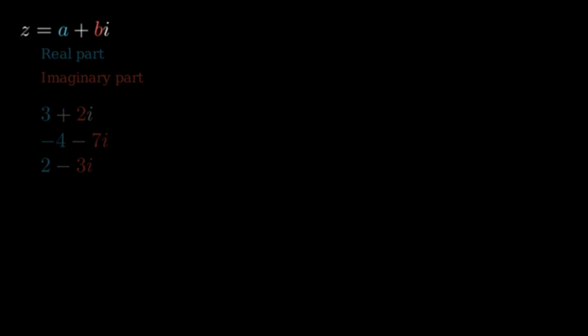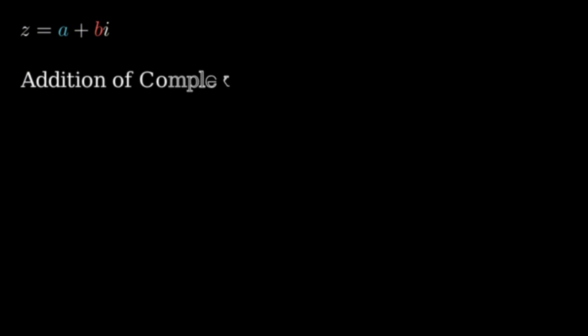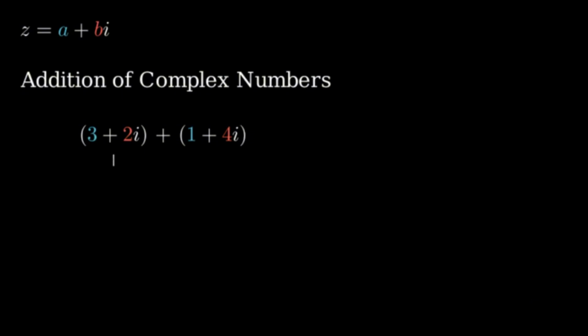In 3 plus 2i, 3 is the real part and 2 is the coefficient of i. In -4 minus 7i, -4 is the real part and -7 is the coefficient of i. And in 2 minus 3i, 2 is the real part and -3 is the coefficient of i. Let's explore how to add complex numbers. The key insight is that we add the real parts together and the imaginary parts together separately. For this example, let's add 3 plus 2i and 1 plus 4i.